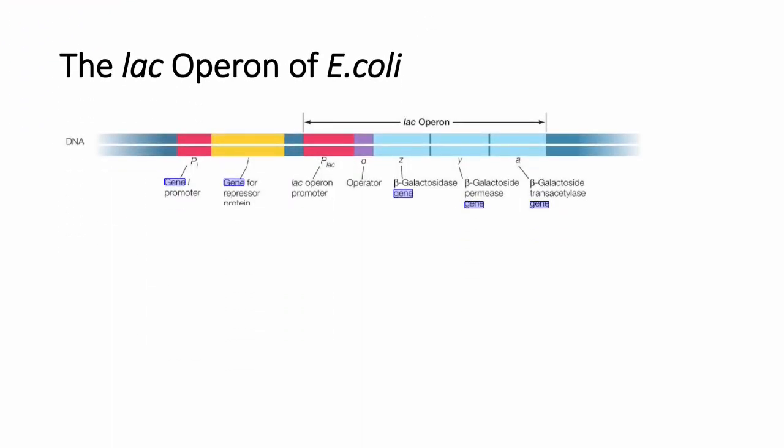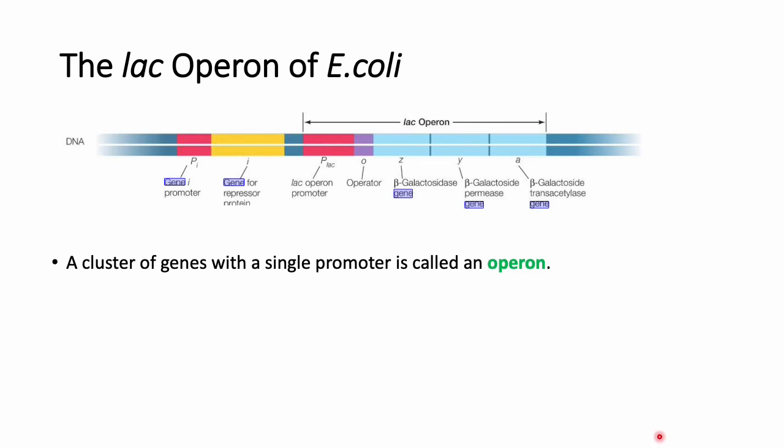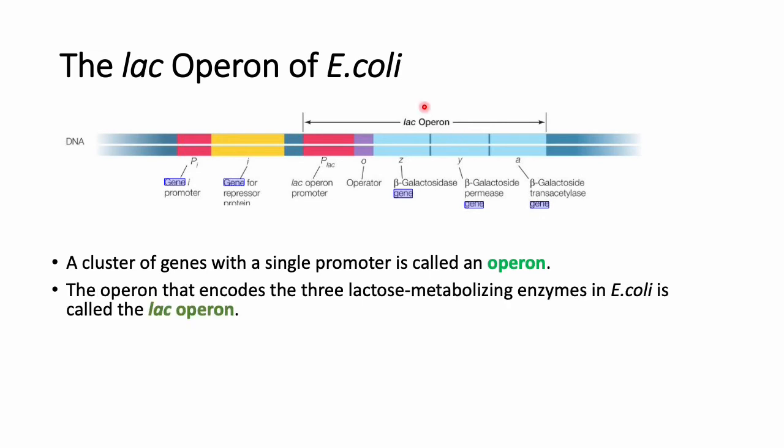So the lac operon of E. coli, essentially, is a cluster of genes with a single promoter. It's also called the operon. So essentially, we have one promoter, and then that controls gene expression of several genes. The operon that encodes the 3 lactose metabolizing enzymes in E. coli is called the lac operon.